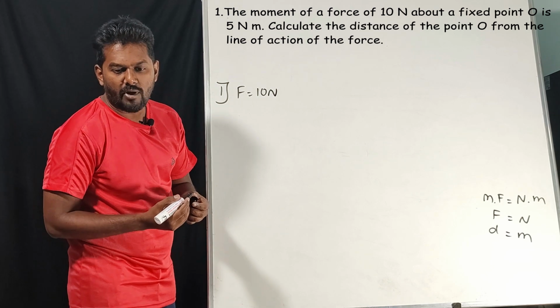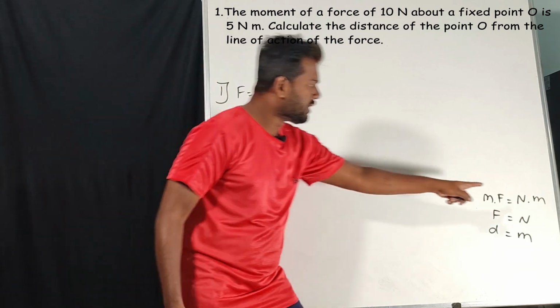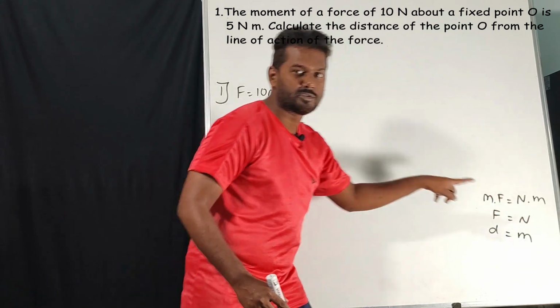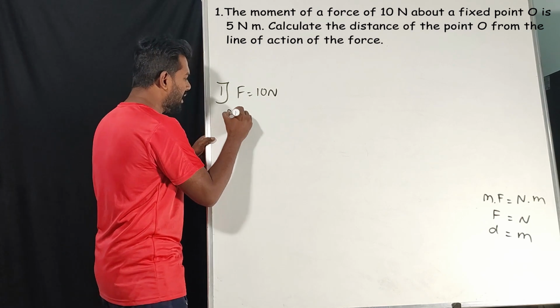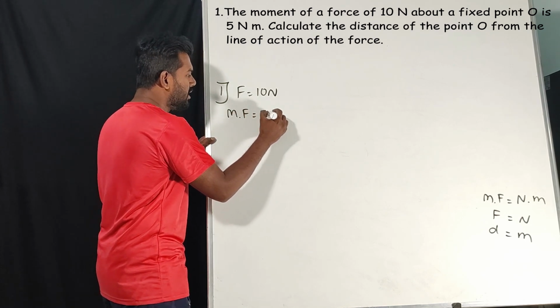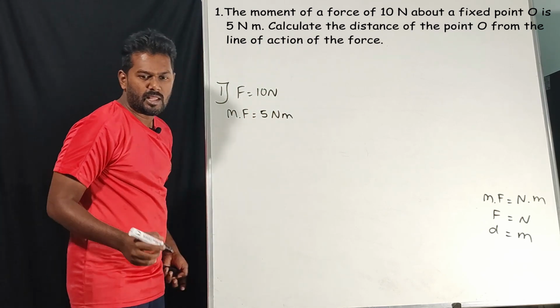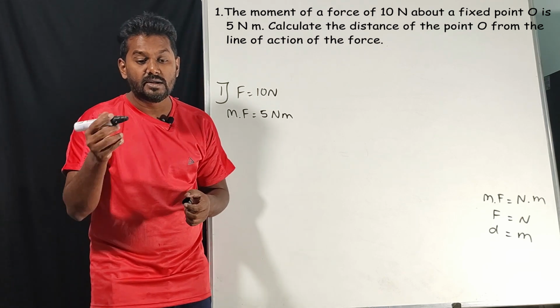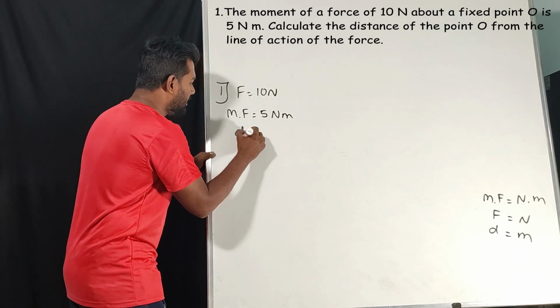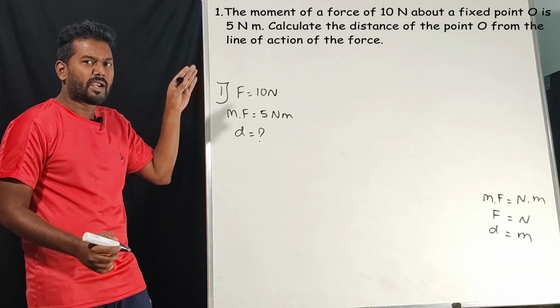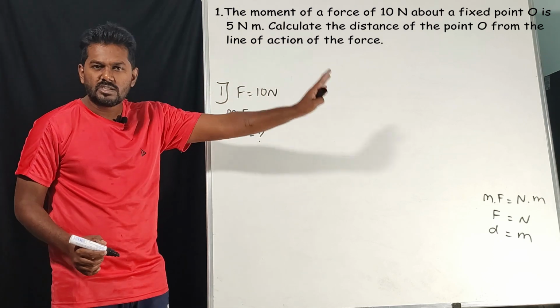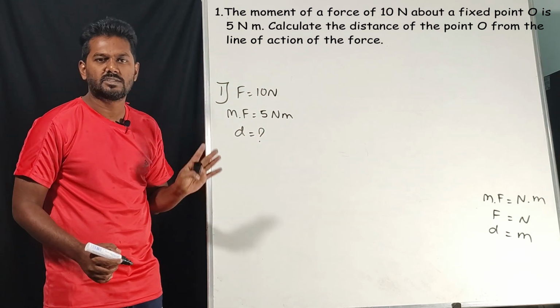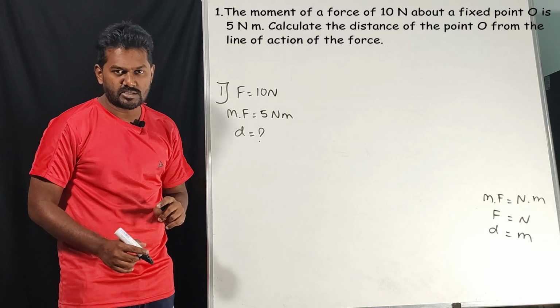Then 5 Newton meter. Newton meter is a unit of moment of force, so 5 Newton meter is nothing but moment of force. Then what they are asking: calculate the distance. That's it. If you write like this, you can just apply the formula, substitute the values and get the answer along with the SI unit.